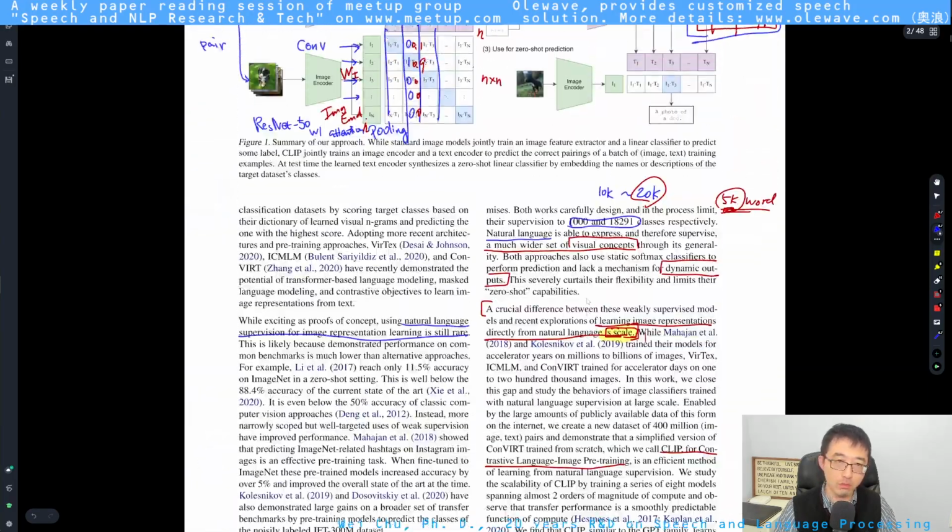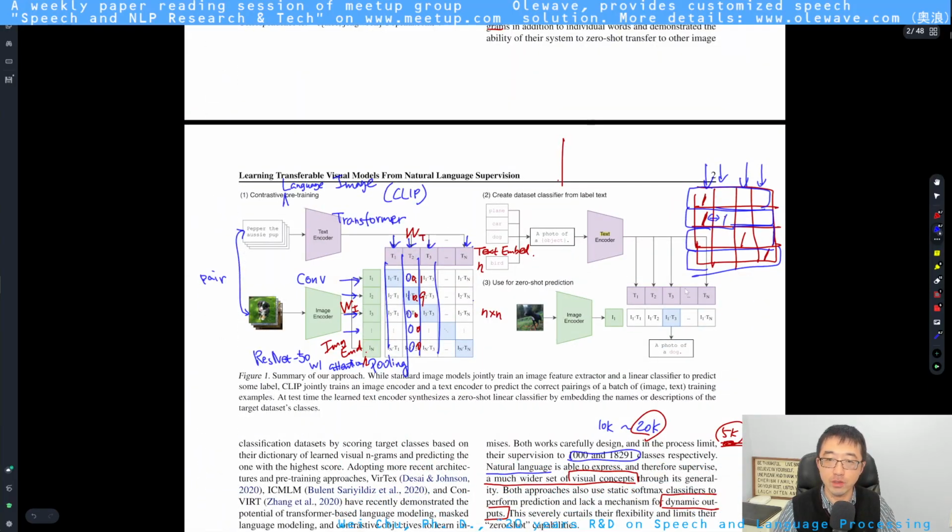I think I will just roughly talk about the inference, then I will stop here today, and that will be part one of this work. So I would resume this one next time. Okay. How about the inference?